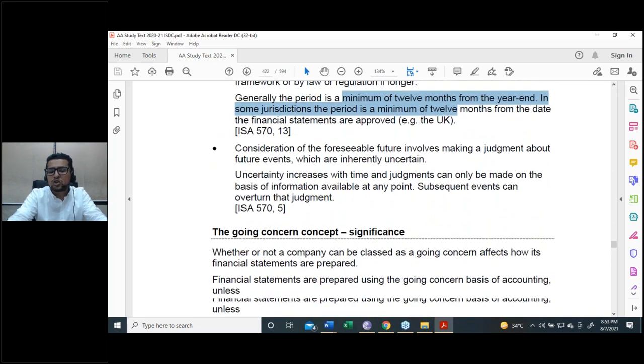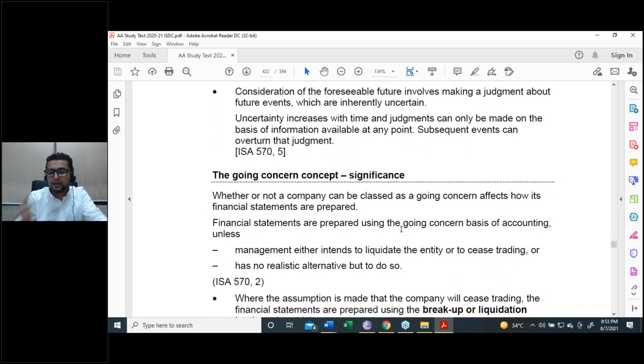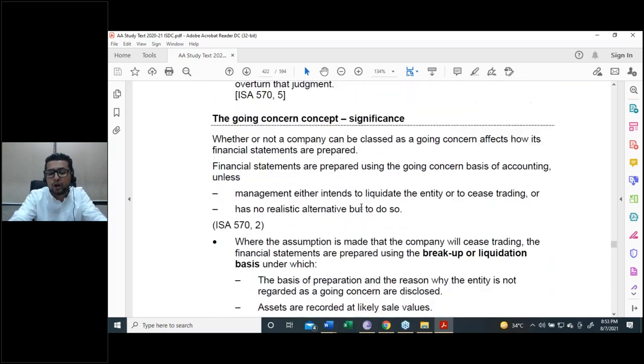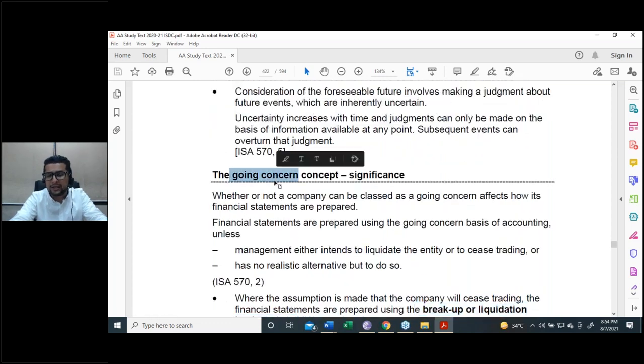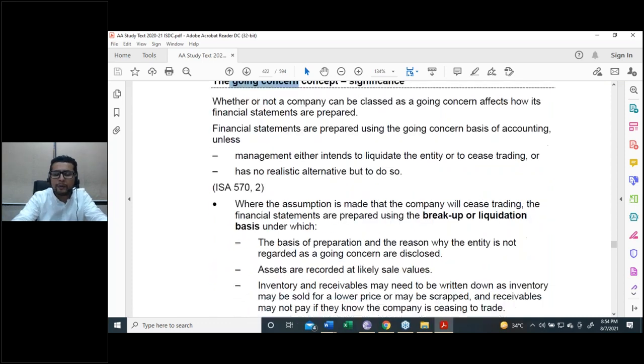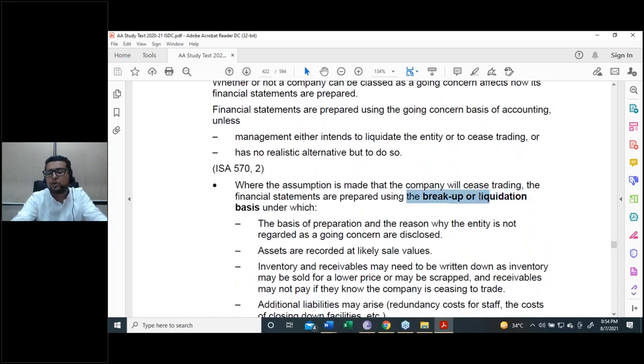Now the management has to make sure that the company is a going concern. If the management believes that they are not a going concern company, or if they do not intend to continue, or if they do not have any realistic chances of continuing, they should not prepare their financial statements on going concern basis. Rather, they should prepare their financial statements on breakup basis, also known as liquidation basis. Now you all know how to prepare the financial statements on going concern basis, because that's what you do in F3 and F7. The burning question is, how do we prepare the financial statements when we have to prepare according to breakup or liquidation basis?